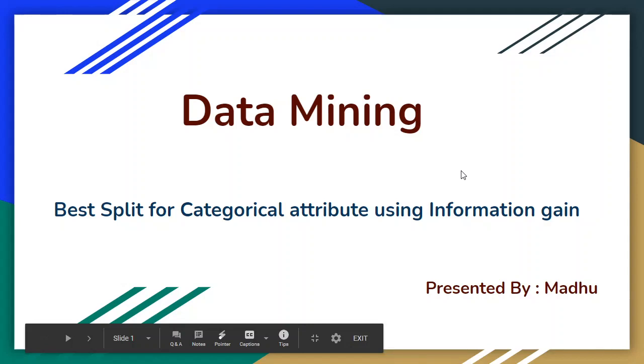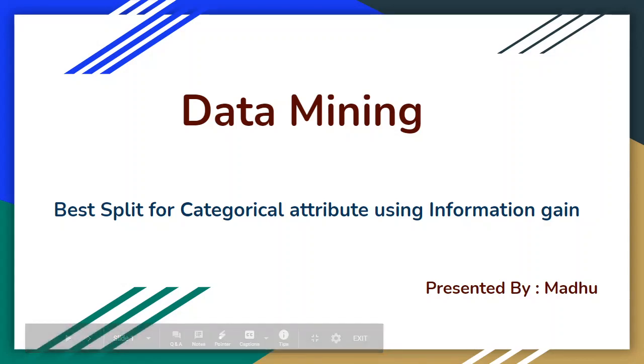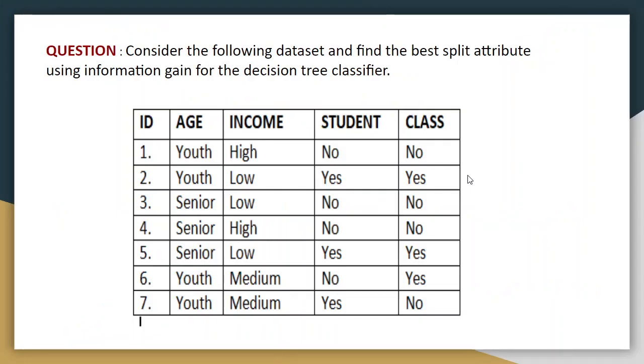This is Madhu. Today I'll explain how to find the best splitting attribute using information gain by solving an example. So let's get started. I have taken this question in which I have been given this data set, and we will have to find the best splitting attribute using information gain.